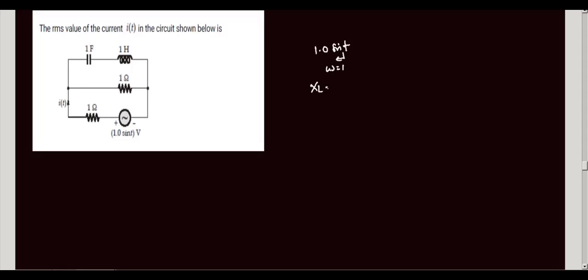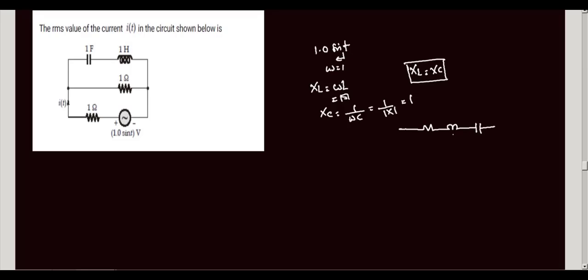What is XL? XL equal to omega L, that equals 1 ohm. What is XC? XC equal to 1 by omega C, that equals 1 by 1 into 1, that equals 1. So from this, XL equal to XC. Whenever XL equal to XC, you can say that it is in resonance condition. So at resonance, suppose I consider a series RLC circuit, if it is at resonance, I equal to V by R.